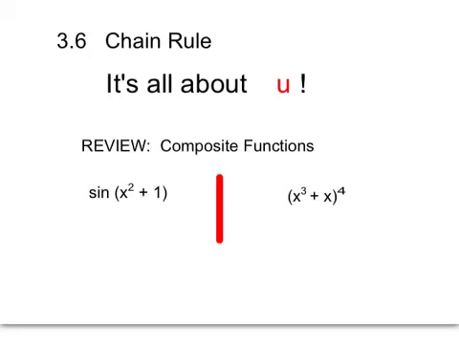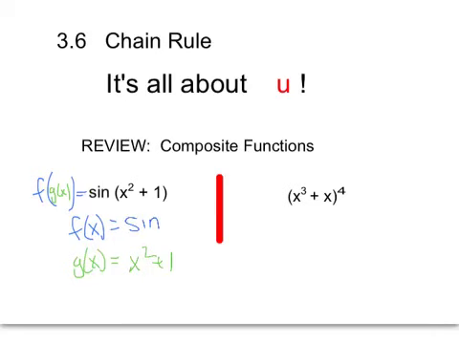Let's first review composite functions that we looked at last year. If we have the sine of x squared plus 1, we have an inside function and an outside function. If the outside function's f and the inside function is g, I always start with the inside function, and that would be x squared plus 1. And then you just ask yourself, what's that inside of? It's inside sine of the input. And here the input is x squared plus 1. On the second one, the outside function would be something to the fourth power, and the inside function is x to the third plus x.